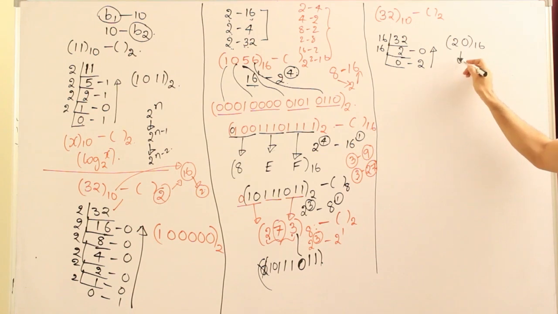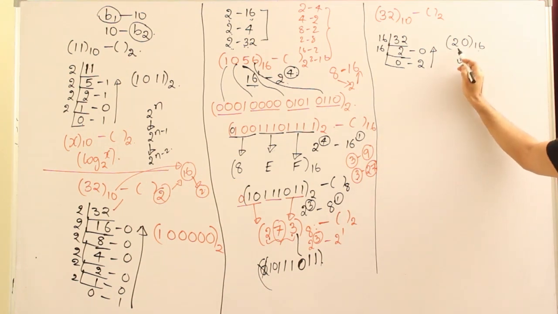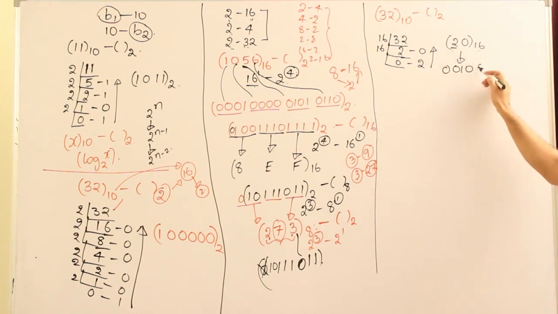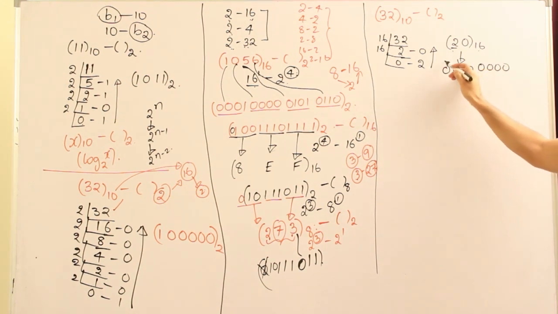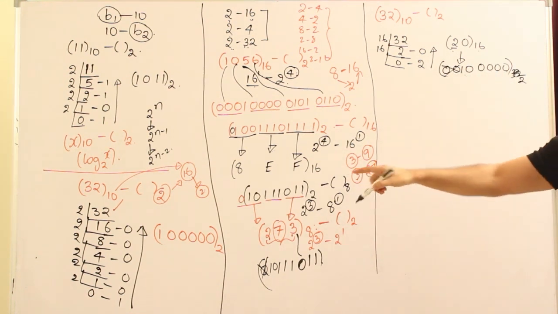Now you convert this number to base 2. How can I do that? We already know that if a digit is represented in base 16, you have to use 4 bits to represent it in base 2. So what is the 4 bit representation of 2? 0 0 1 0. And what about 0? 0 0 0 0. So this is the value of 32 in base 2. The leading zeros are insignificant, you can remove them. Therefore it is 1 followed by 5 zeros.